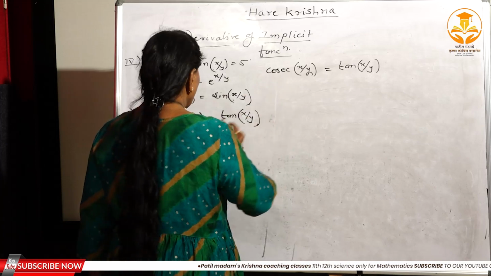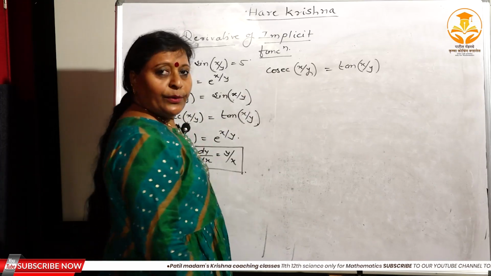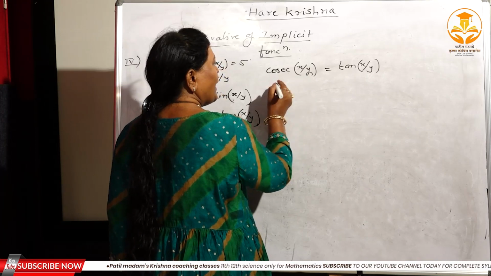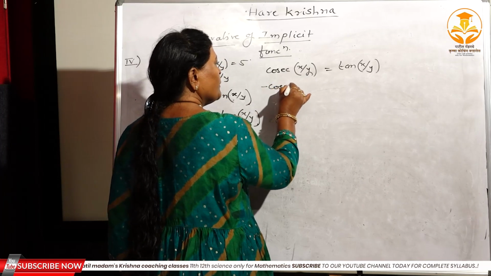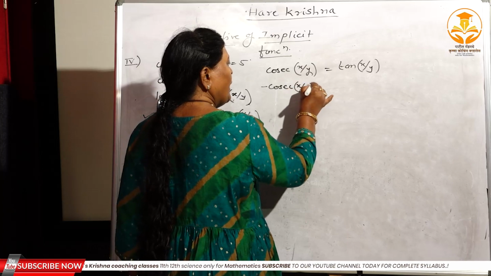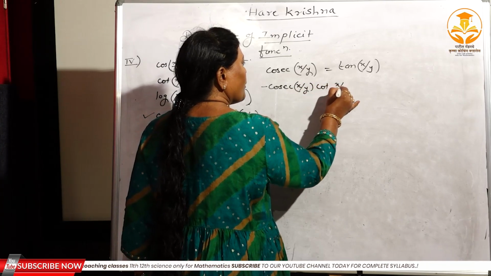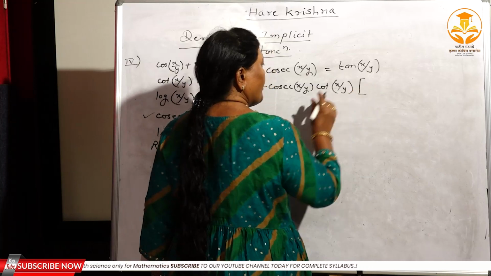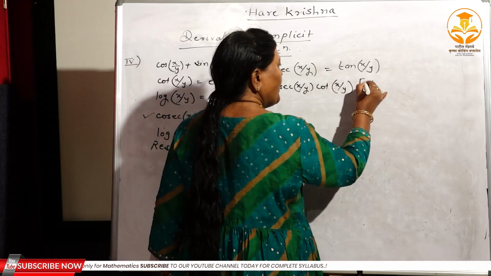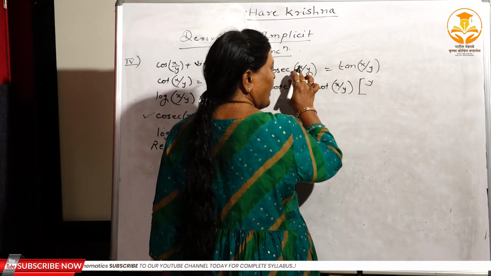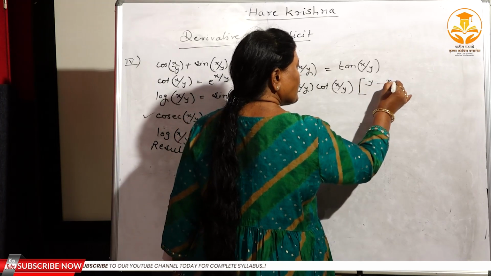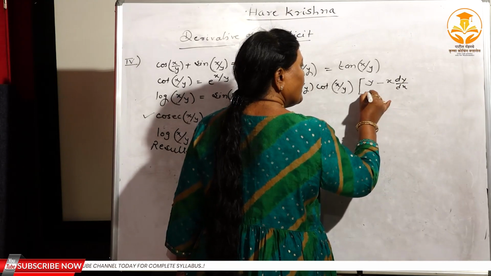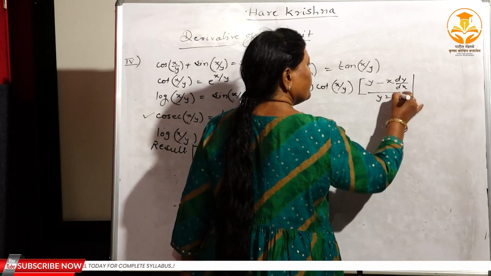Now see here, cosec(x/y) is equal to tan(x/y). So again, what is the derivative of cosec u? That is minus cosec u into cot u, cot(x/y), isn't it? And again, the derivative of x/y: y remains as it is, the derivative of x is 1, minus x remains as it is, the derivative of y is dy/dx, and divided by y square.